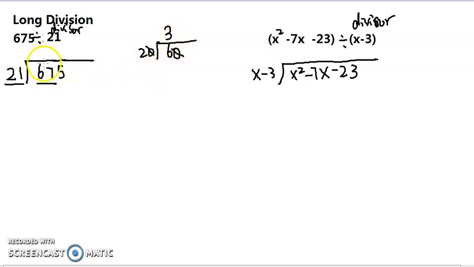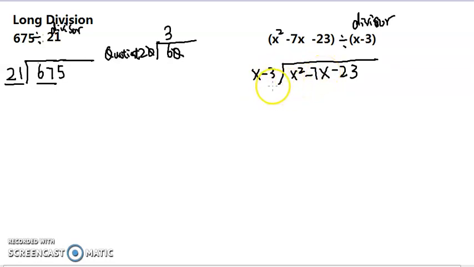So to figure out the quotient, the answer up here will be called a quotient. Put quotient here. To figure out the quotient, we can do division, 60 divided by 20, which you can simply do as 6 divided by 2. And similarly, we can do the same thing here. We are trying to figure out x minus 3 goes into x squared minus 7x how many times?